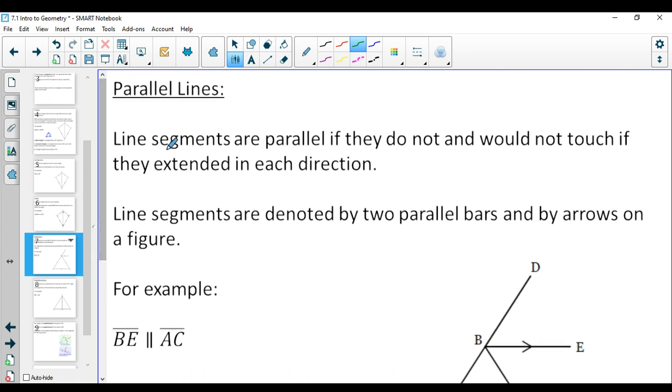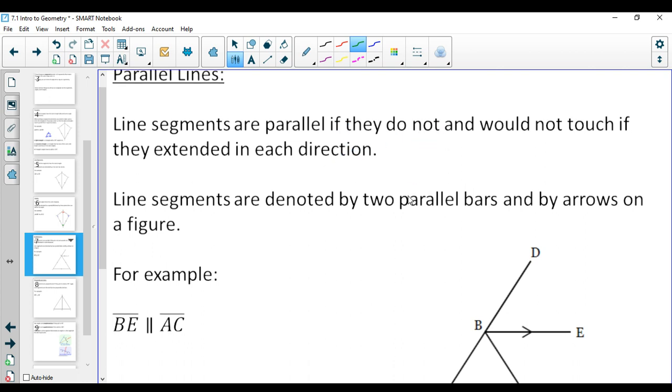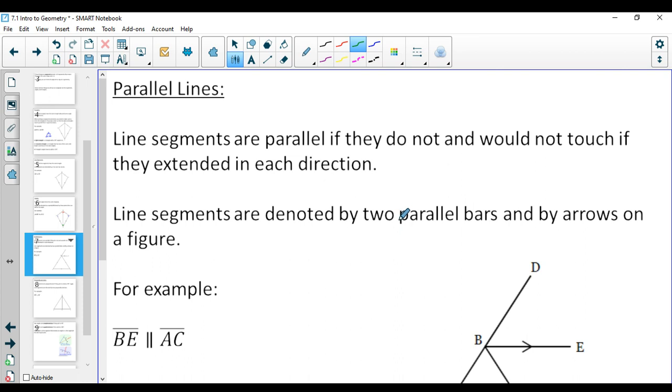So for parallel lines, line segments are parallel if they do not and would not touch if they extended in each direction, right? We know what parallel lines are. They're lines that never touch. And if it's a line segment that ends, if you were to extend it out forever, would they ever touch? And if they do not, then they're parallel.